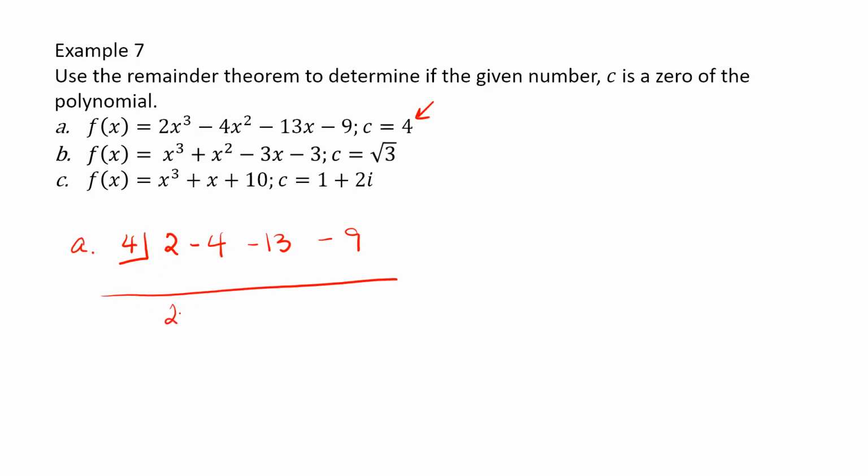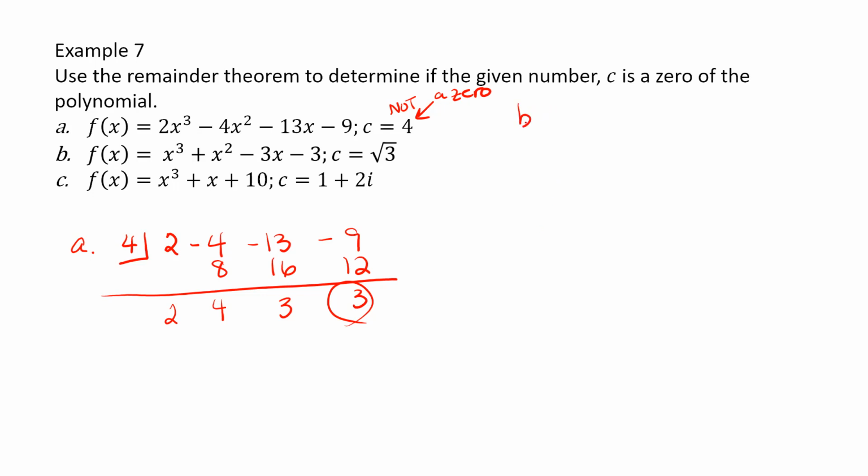Bring down the 2, multiply. 2 times 4 is 8. Negative 4 and 8 is 4. 4 times 4 is 16. We get 3. 3 times 4 is 12. So we get 3. No, not a 0, because the remainder is not 0. So f of 4 is not 0.